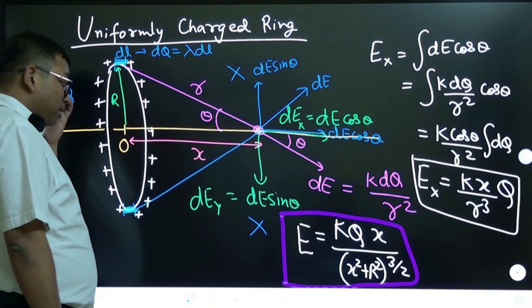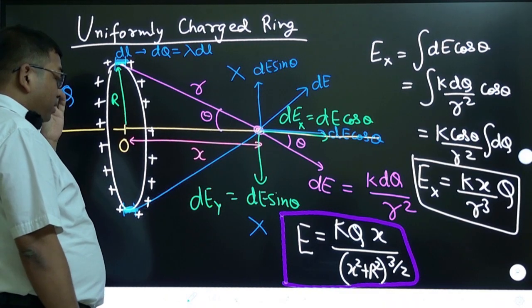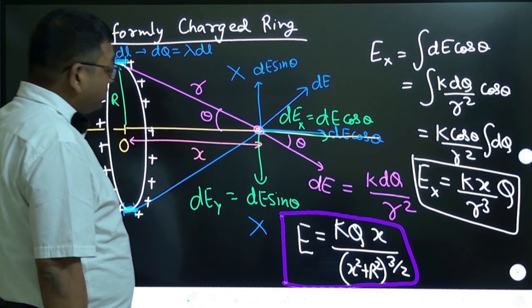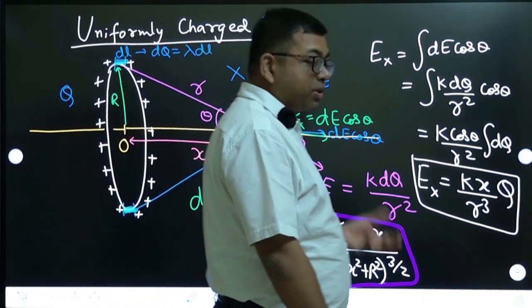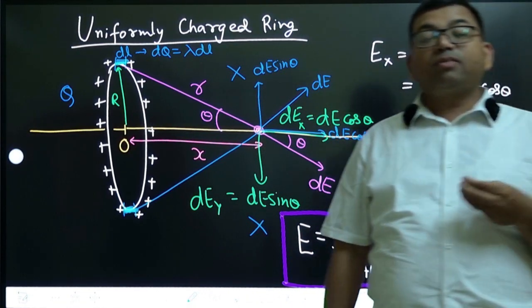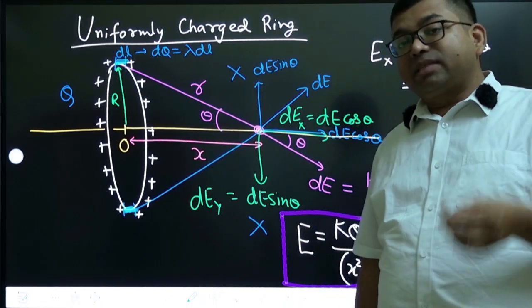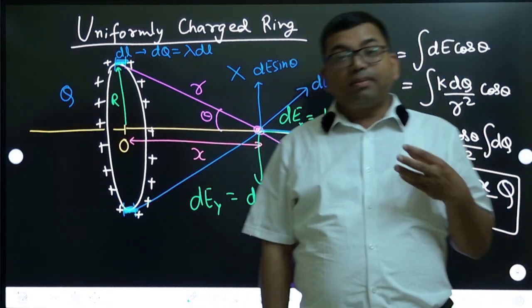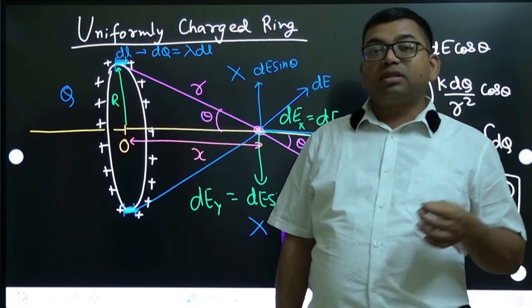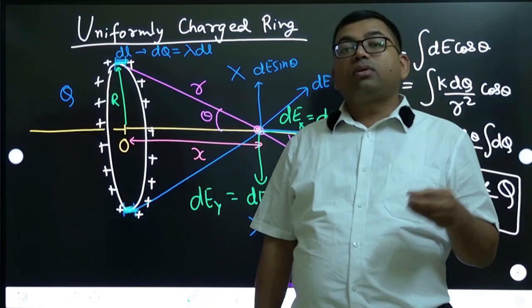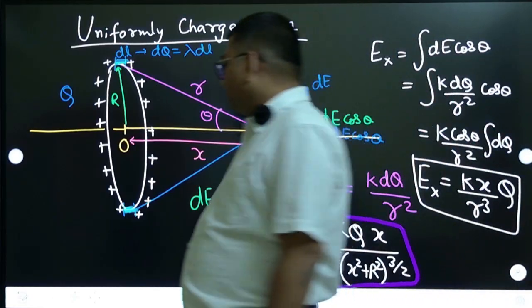Then what else? We got the field. How to get the potential? We will do potential also, but before going to potential, let us think about the maximum field. Where is the maximum field, and what is the value of the maximum field? To get the maximum field, you have to differentiate dE by dx and equate it to 0. For maximum or minimum, differentiation should be 0. So let us do that.